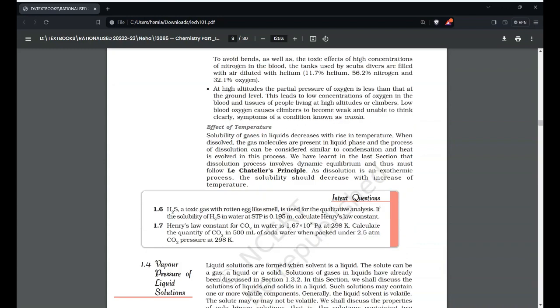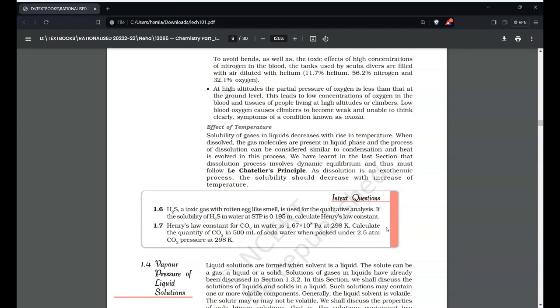इफेक्ट्स ऑफ टेम्परेचर, तो जैसे हमने पहले सॉलिड्स में पढ़ा था टेम्परेचर के साथ साथ सॉलिबिलिटी बढ़ती है. तो अब हम गैस का पढ़ेंगे. लेट्स जस्ट सी. Solubility of gases in liquids decreases with rise in temperature. इसमें सब उल्टा हो रहा है बेसिकली. तो जैसे जैसे टेम्परेचर इंक्रीज होता है solubility डिक्रीज होती है.